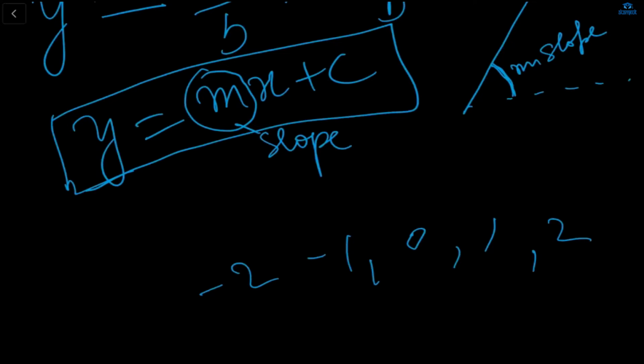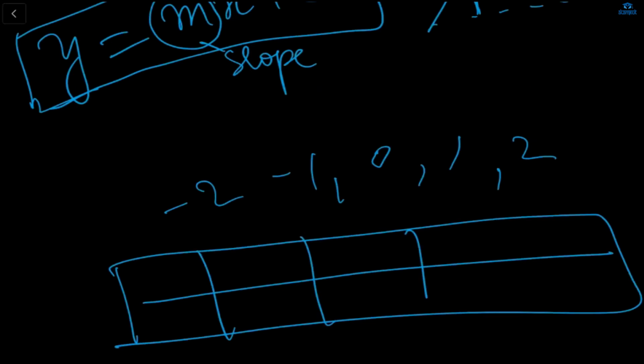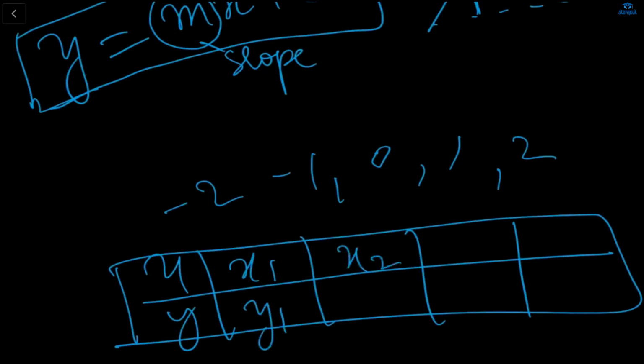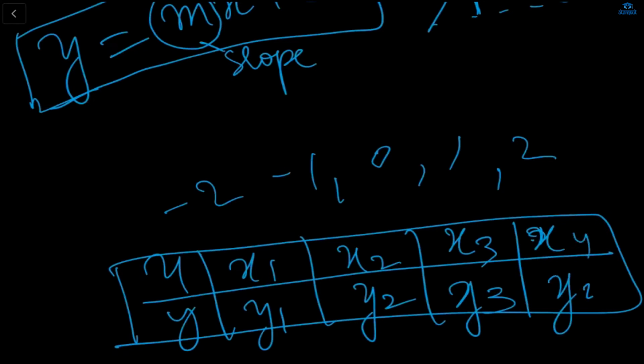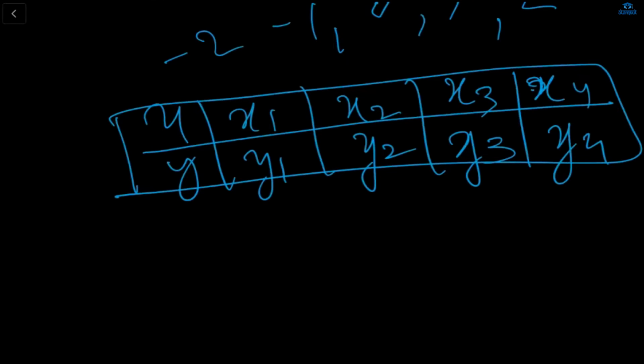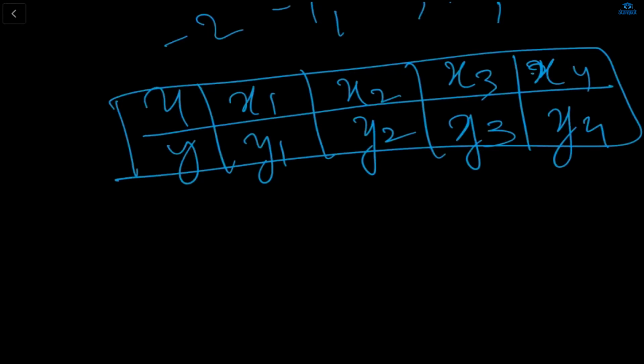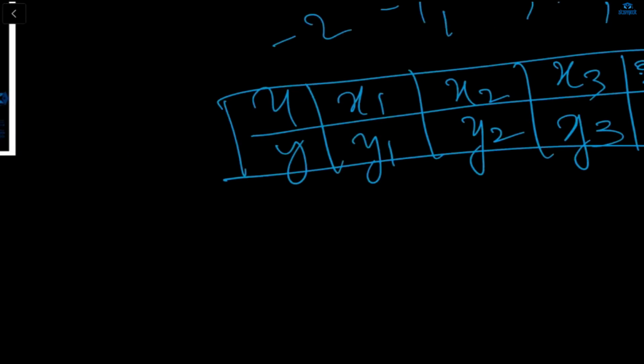Then you have to draw a chart like this, x, y. You'll get the value of x and the corresponding value of y. Right now I'm writing like this because I'm not solving any question. After getting the values, you just have to plot the points. Take a graph paper, plot all the points, join the points, and you will get a straight line, because the graph of a linear equation is a straight line. Okay, everybody, now let's see a proper question.